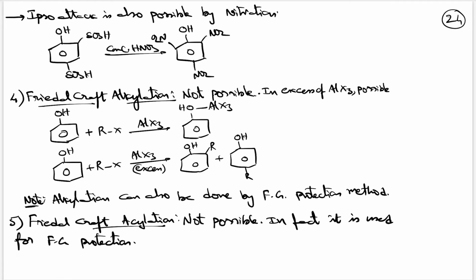Then ipso attack is also possible by nitration. By bromination with bromine water, ipso attack is possible, and by nitration also ipso attack is possible. It means that SO3H will be removed and NO2 will be added on the same carbon. Here also the same thing will happen. So ortho and para nitro, trinitrophenol, picric acid, can be obtained.